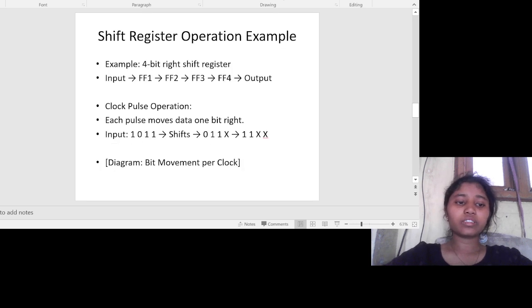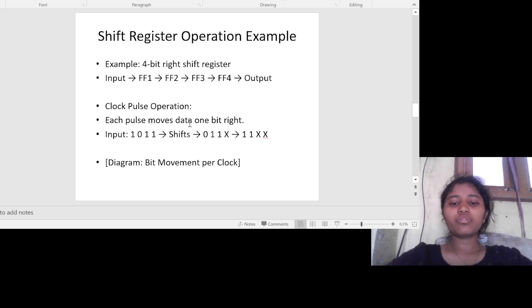Now let us discuss the shift register operation with an example. I have taken a 4-bit right shift register. In the diagram I have given, F1 and F2 are considered, and when I give some input, it gives some output. That is all performed in D flip-flops. Next, clock pulse operation: how the pulse operates in this shift register.